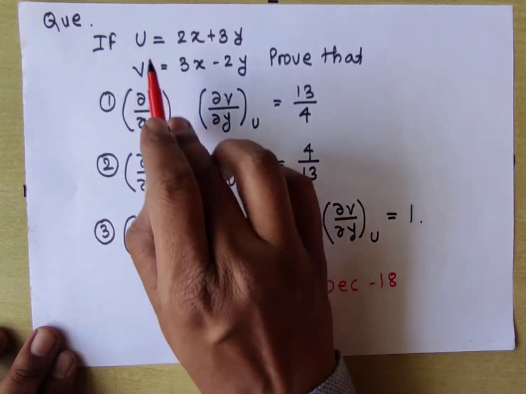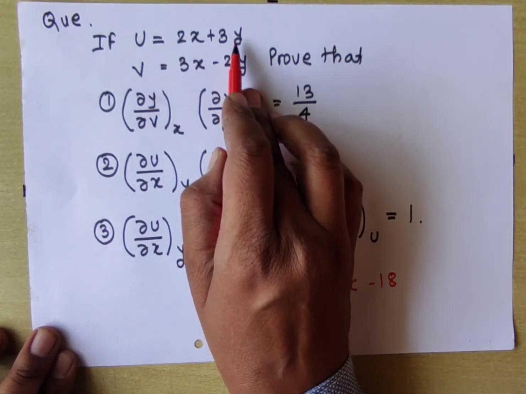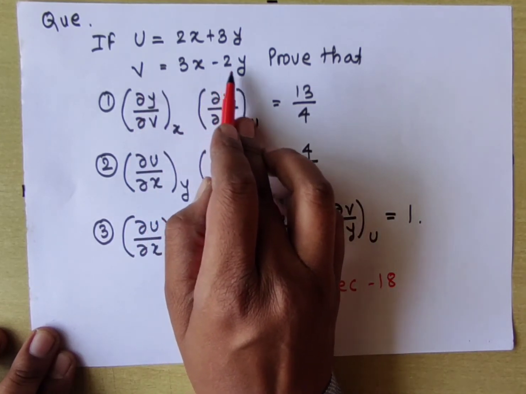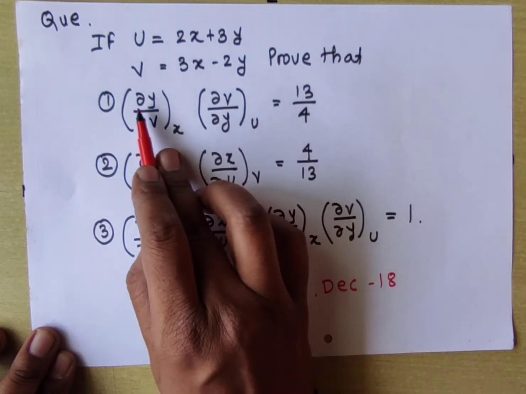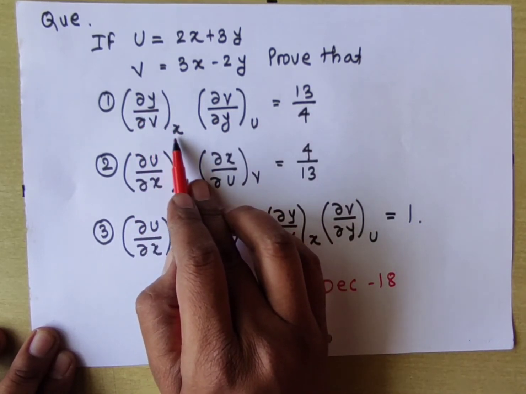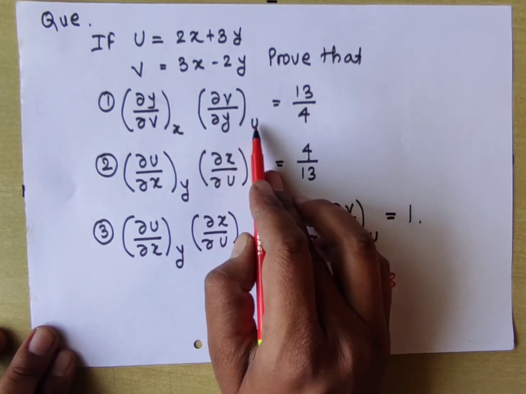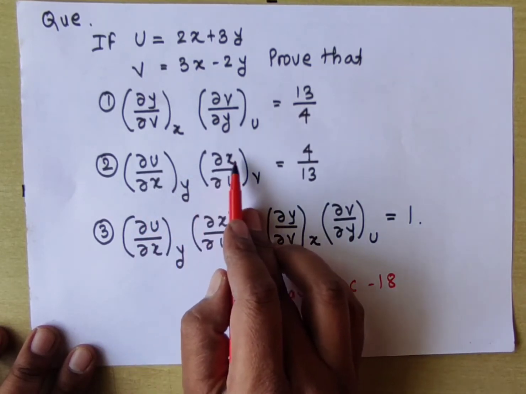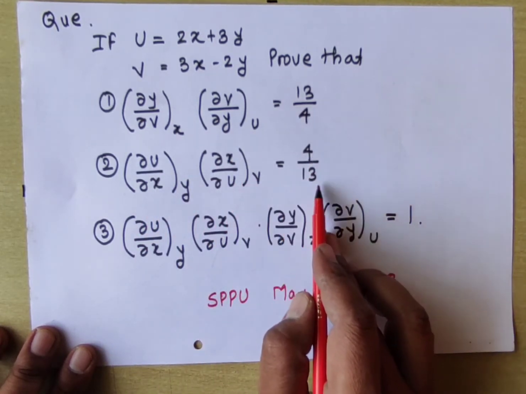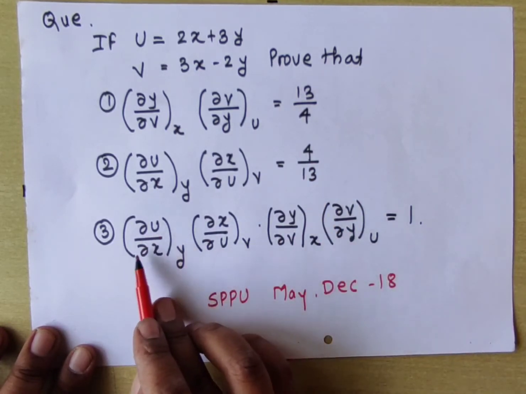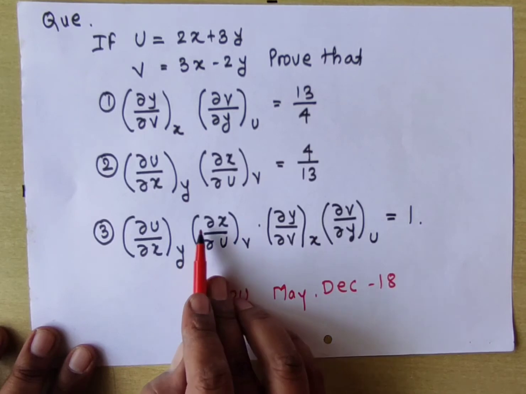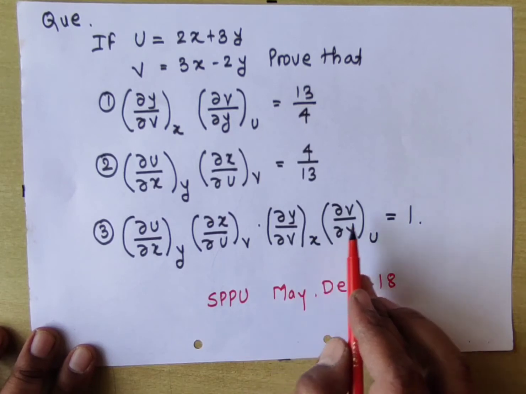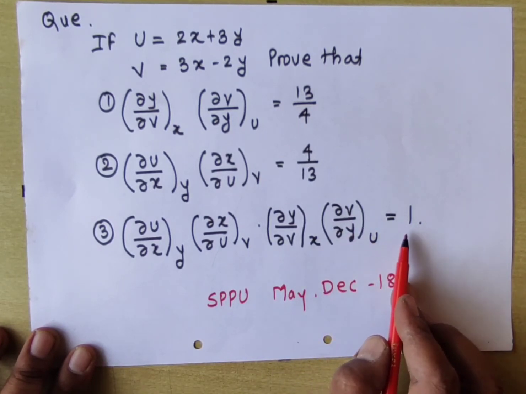The question is, if u is a function of x and y, that is 2x plus 3y, and v is a function of x and y, that is 3x minus 2y, then prove that ∂y/∂v treating x as a constant into ∂v/∂y treating u as a constant is equal to 13 by 4. ∂u/∂x treating y constant, ∂x/∂u treating v constant is equal to 4 upon 13. Similarly, ∂u/∂x treating y as a constant, ∂x/∂u treating v as a constant, ∂y/∂v treating x as a constant, and ∂v/∂y treating u as a constant is equal to 1.